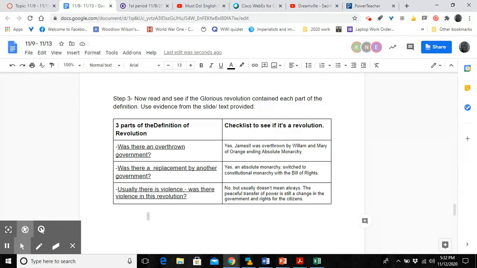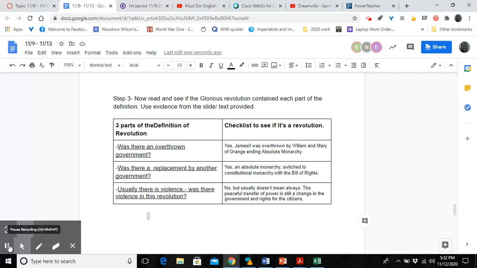And the final question: was there violence? No, but usually doesn't mean always. Remember, the definition said usually, not always. The peaceful transfer of power is still a change in the government and rights for the citizens, because they did not have any rights before.